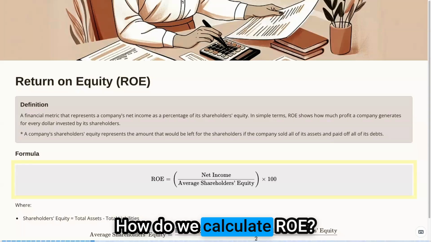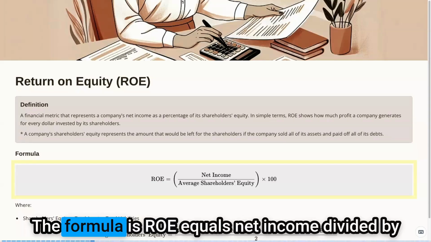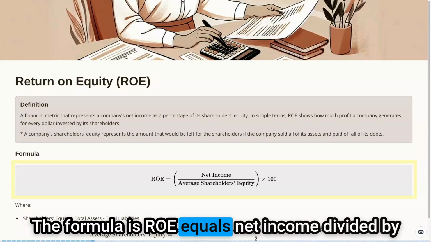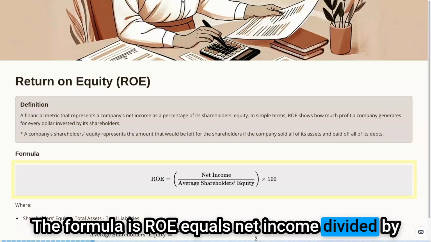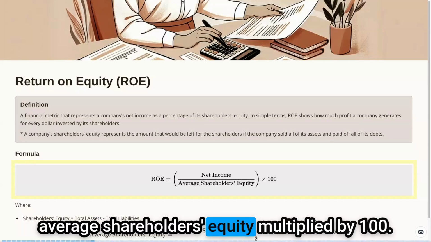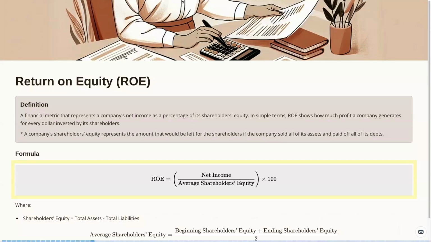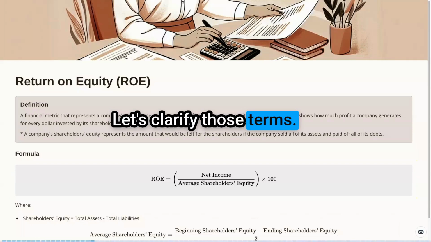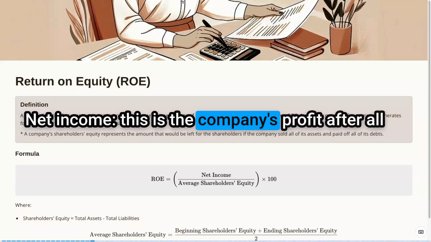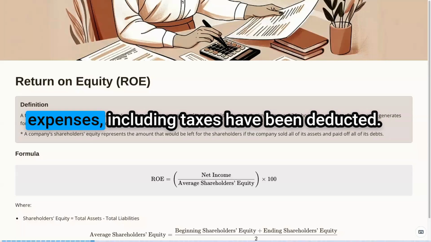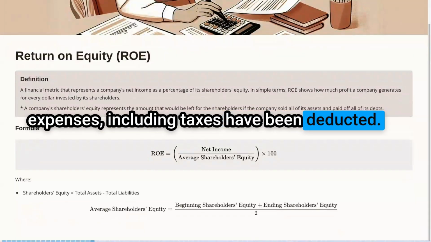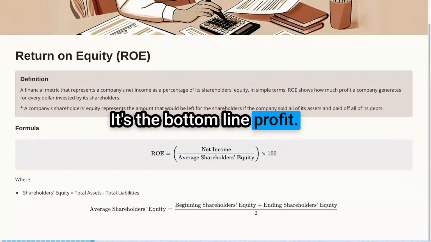How do we calculate ROE? The formula is ROE equals net income divided by average shareholders' equity multiplied by 100. Let's clarify those terms. Net income. This is the company's profit after all expenses, including taxes, have been deducted. It's the bottom line profit.